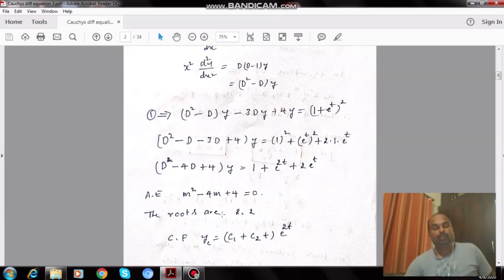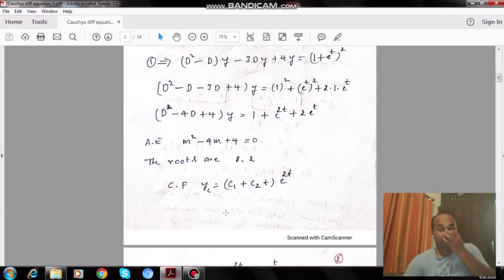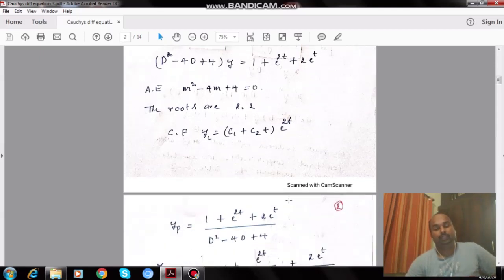If you use the calculator, we will get only one root, which means the same root is repeated twice. So 2 comma 2. What is the nature? The roots are real numbers and they are equal. Then the complementary function will be yc equals c1 plus c2 t into e power 2t.